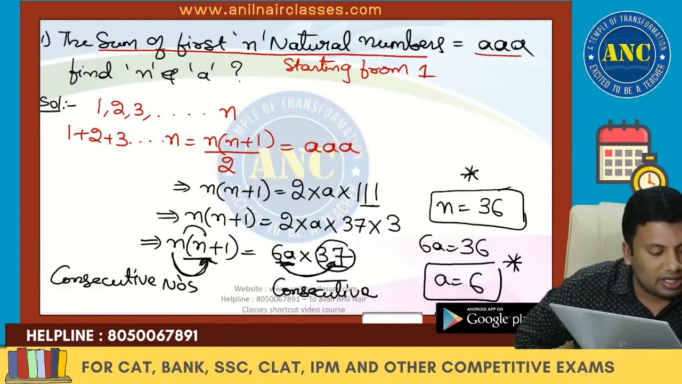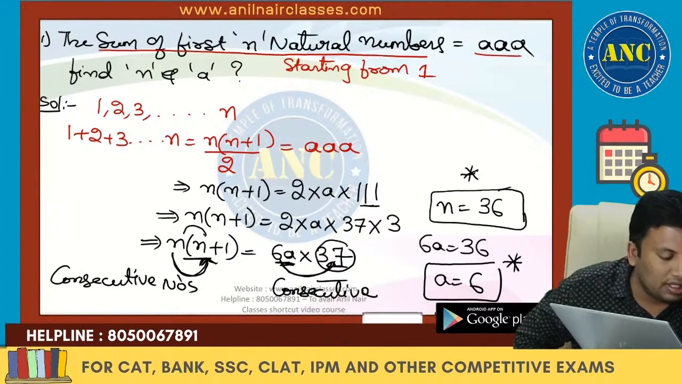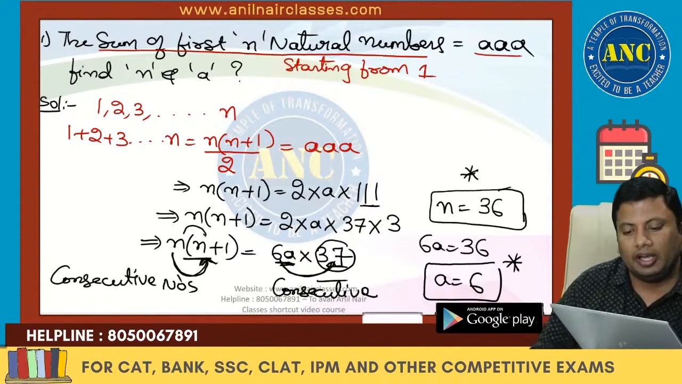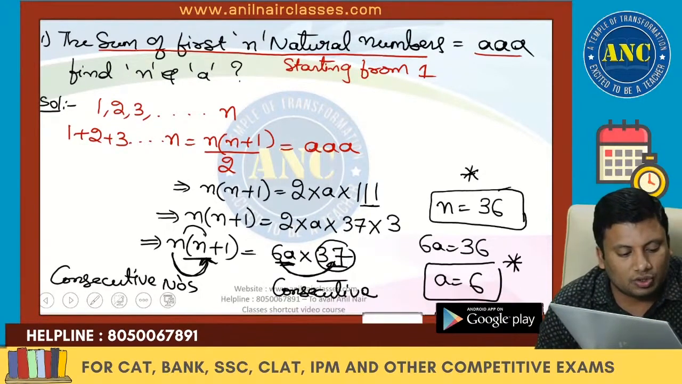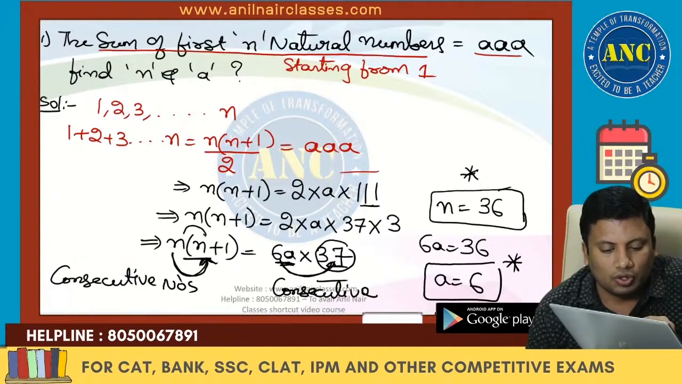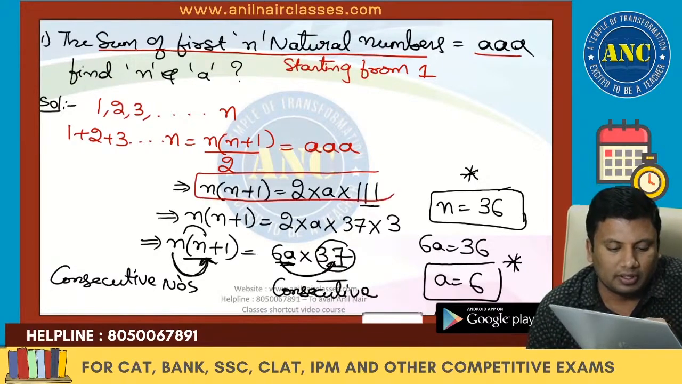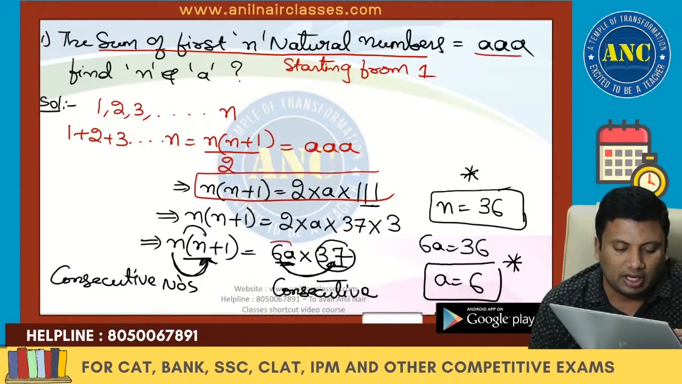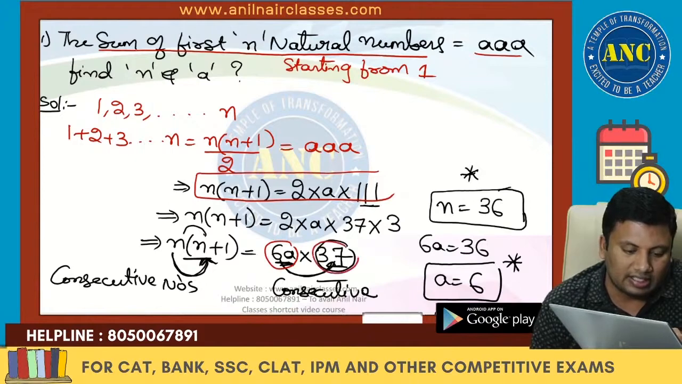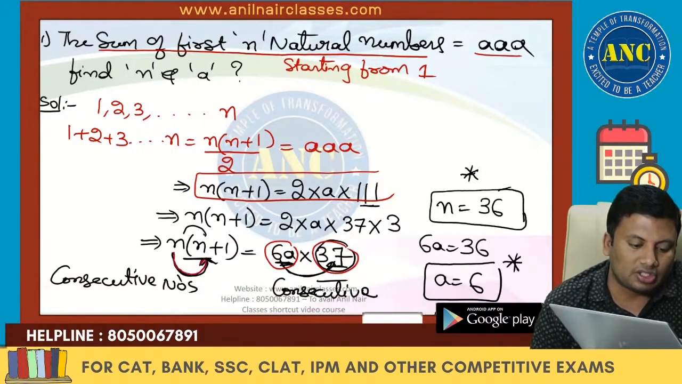Sum of the first n natural numbers is n into n plus 1 by 2. It is equivalent to triple A, and triple A is A into triple 1. So n into n plus 1 is 2 into A into triple 1, which is 2 into A into 37 into 3, that is 6A into 37. These both are consecutive numbers.